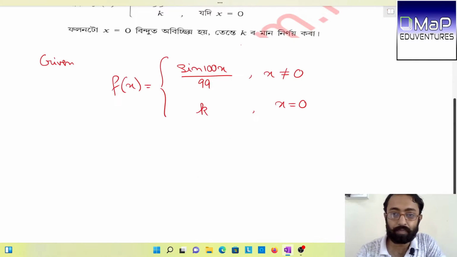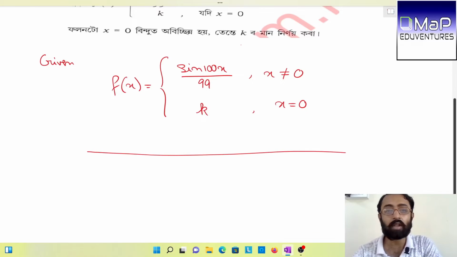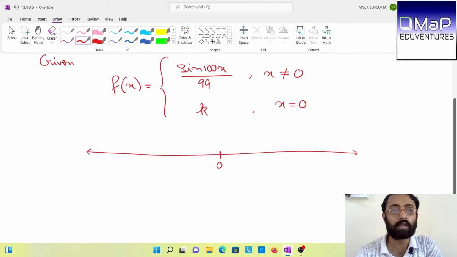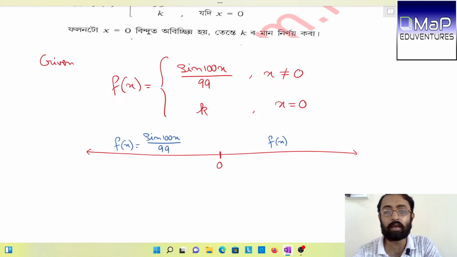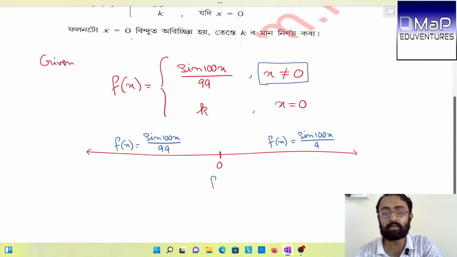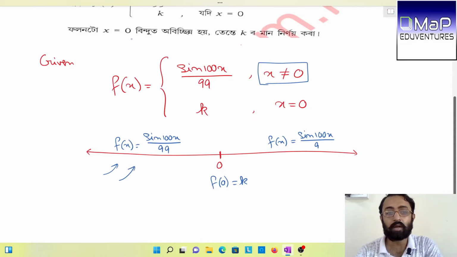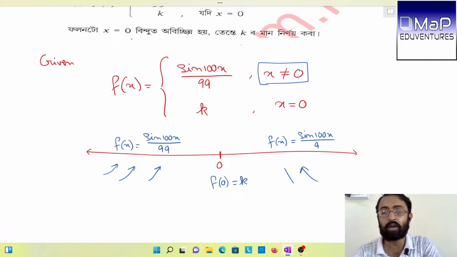So this is our function. Now observe that if we define a number line here, we have a point 0. On the left hand side you will have f(x) equals sine 100x by 99. On the right hand side you will again have sine 100x by 99 because x not equals to 0, your interval is both negative and positive, and at x equals 0 you are going to get k.